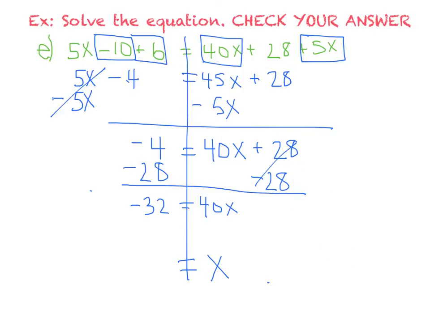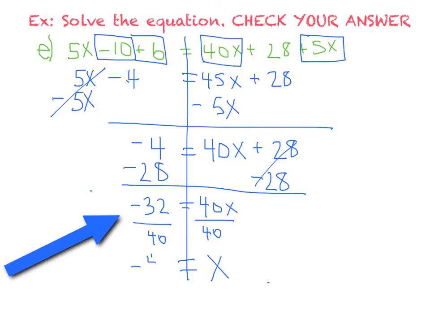Last step. Our last step is to move the 40. Again, if you want to move a number, think inverse operations. 40x is a multiplication problem. The inverse of multiplication is division. We'll divide both sides by 40. There we go. We reduce this fraction. This fraction reduces to negative 4/5. And there we go. We got it.